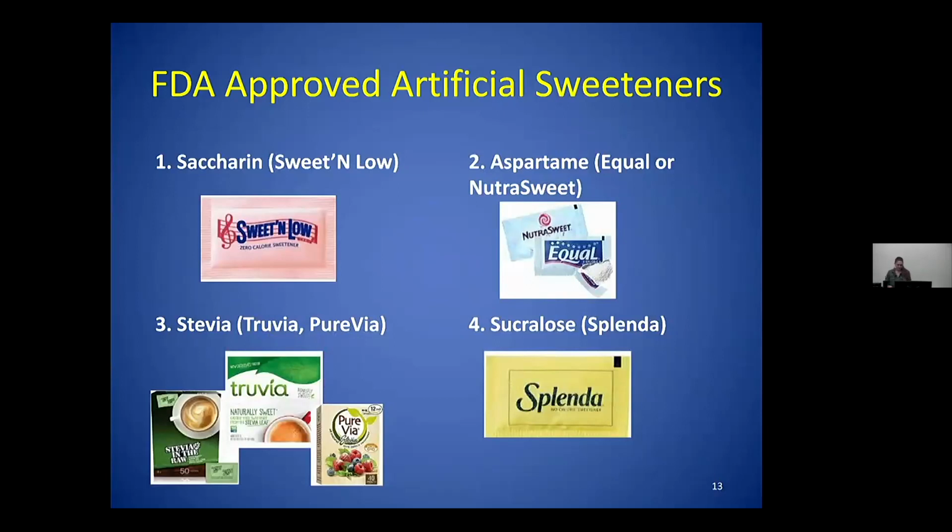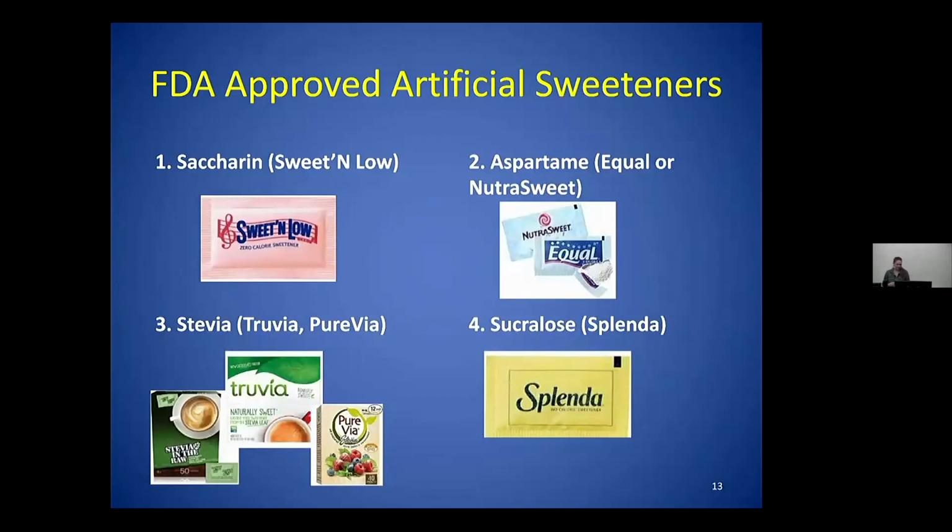And then we have aspartame. This is commonly seen in the blue packets, Equal or NutraSweet. And this one is 200 times sweeter than sugar. And 75% of all aspartame use in this form is found in our soft drinks, which I thought was a very significant amount.